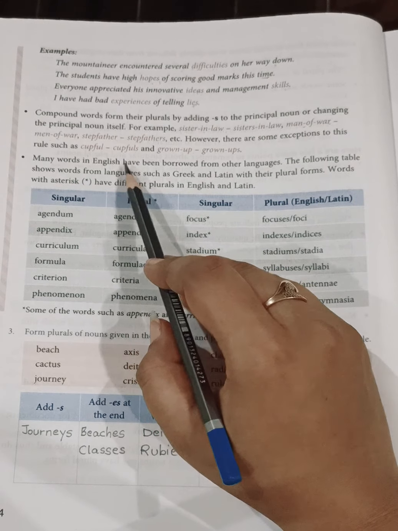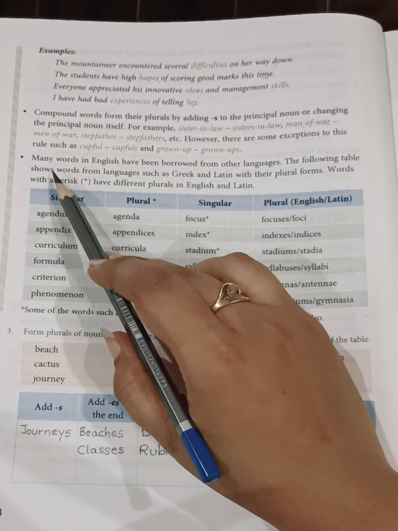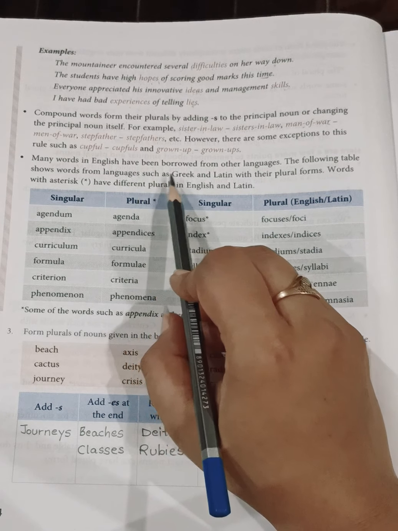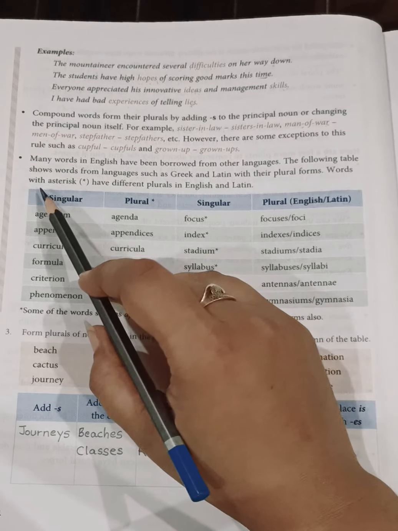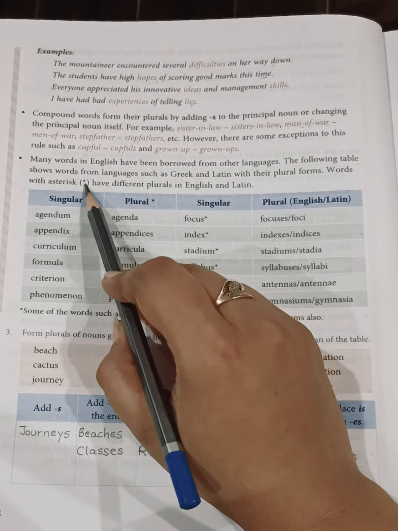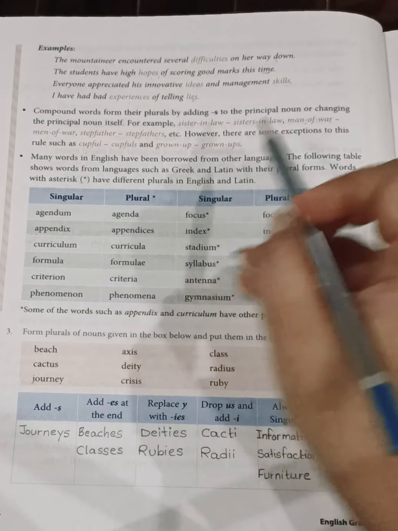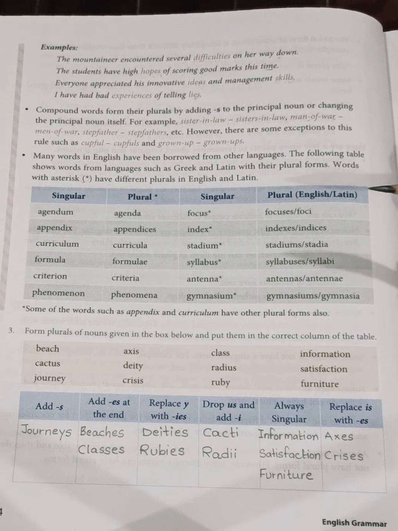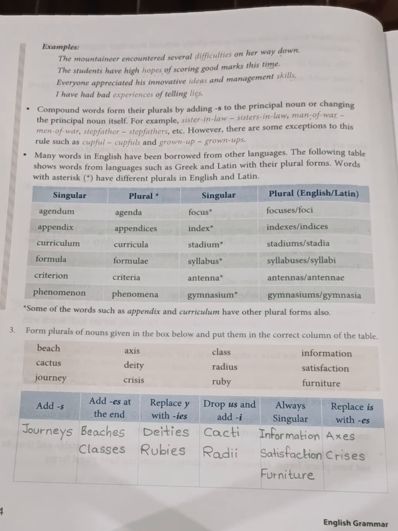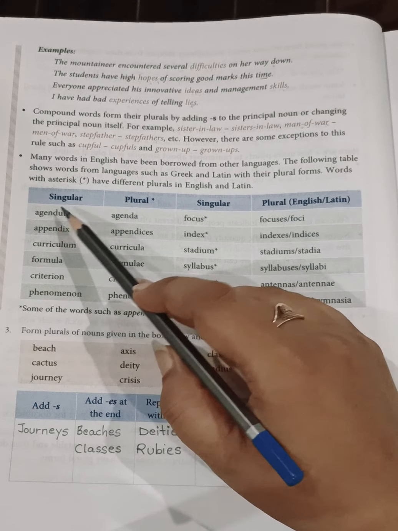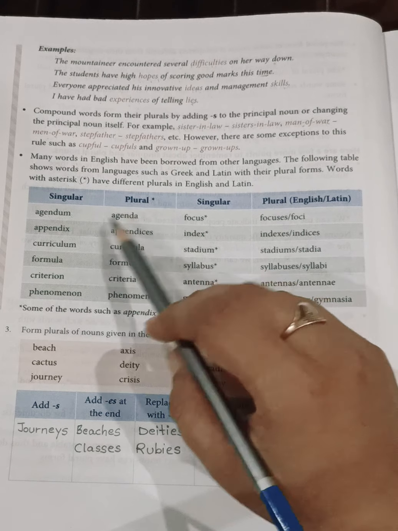Many words in English have been borrowed from other languages. The following table shows words from languages such as Greek and Latin with their plural forms. Words with asterisk, asterisk means this mark, have different plurals in English and Latin. Now, our English has borrowed many words from other languages. So, let us see. Agendum is singular and agenda is plural.